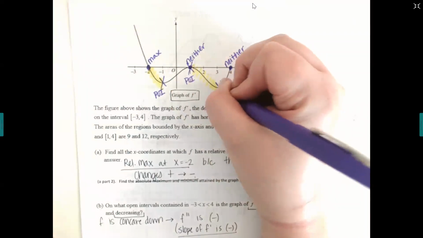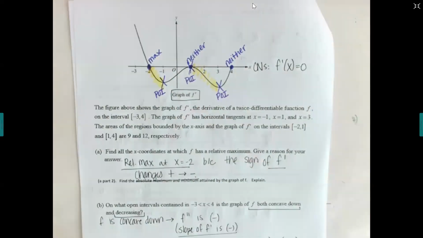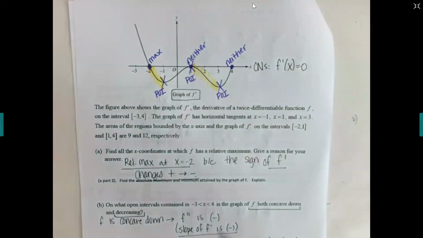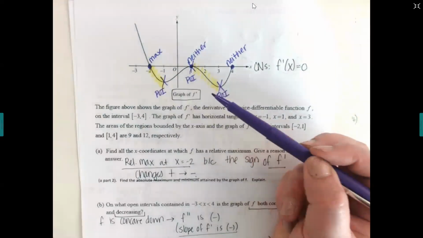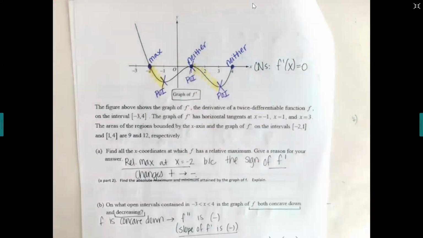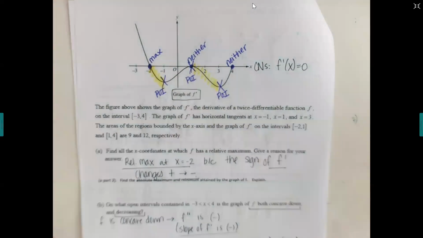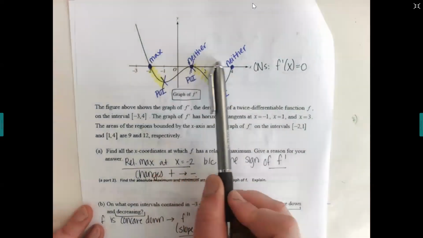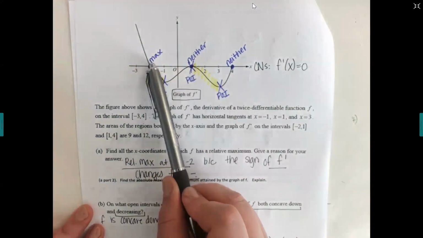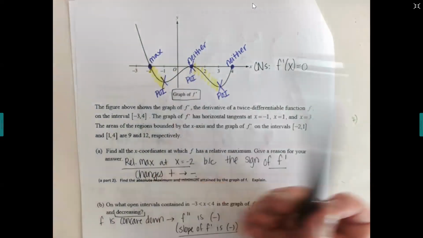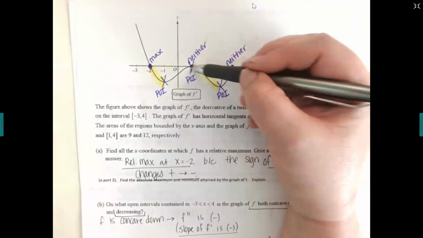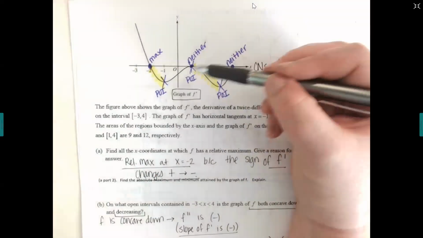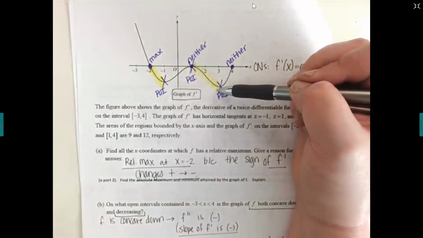Okay, so your x-intercepts are your mins and maxes, and then your mins and maxes on this graph are actually the points of inflection. So the x-intercepts on F prime are the mins and maxes of F, because that's where you're passing through the x-axis. And then the mins and maxes on this graph are the points of inflection on it.